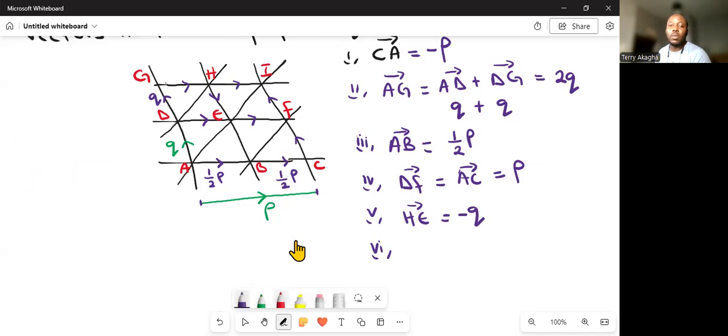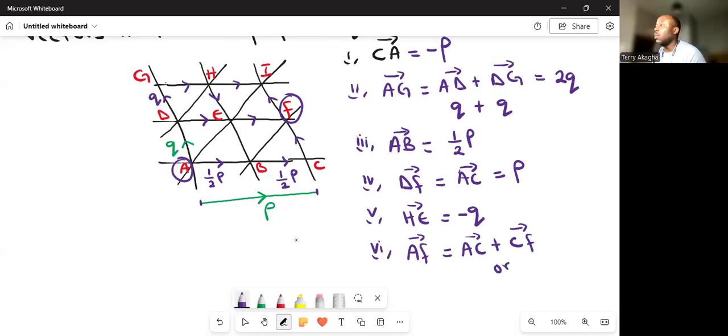Number 6, let me clean this up. We're told to find AF. So that means we need to move from A to F. This is the starting point, A, and we need to stop at what? F. So there are two ways to get from A to F. It's either I go from A to C first, then I take C to F. Remember I talked about taking the bus and taking the train and stuff. Or I can decide to go from A to D, then I now take D to F. So any of these will give me the answer. You can pick one, all right?